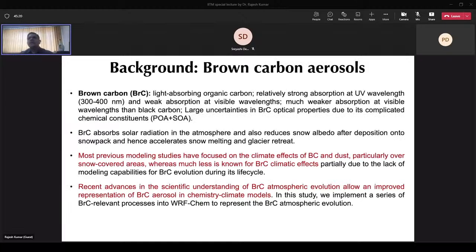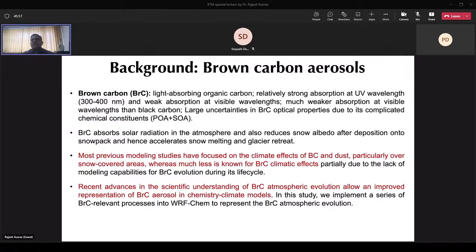Most of you may know that brown carbon is a light absorbing organic carbon that has a relatively strong absorption at UV wavelengths and weak absorption at visible wavelengths. It has much weaker absorption at visible wavelengths than black carbon. But there are a lot of uncertainties in brown carbon optical properties due to its complicated chemical composition. So brown carbon is directly emitted into the atmosphere. So it's a component of primary organic aerosols, plus it is also secondarily formed in the atmosphere.